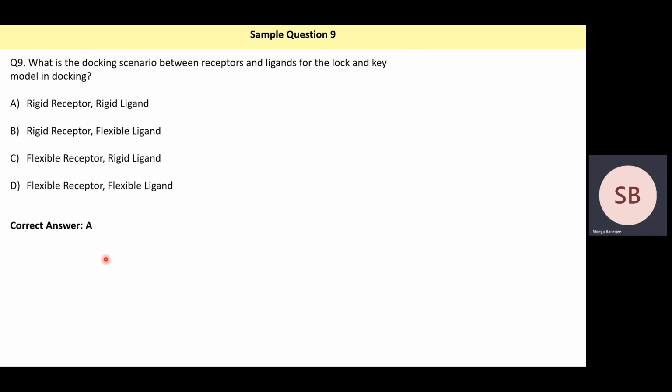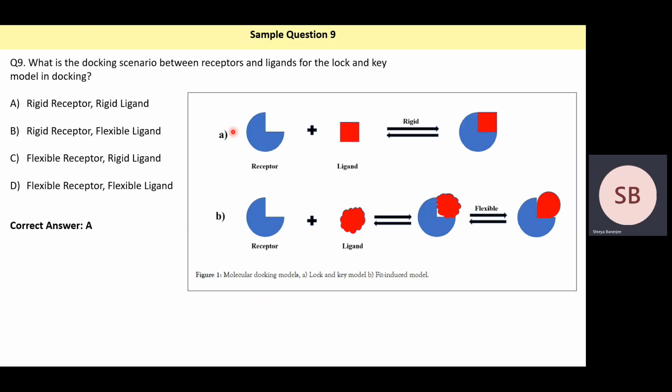So the correct answer is A. Now, if you recall, what happens in the lock and key model is that the shape and structure of the receptor and ligand are fixed, and the ligand fits exactly into the cavity of the receptor. So clearly, both the receptor and ligand are rigid. And so the correct answer for the lock and key model is A, rigid receptor, rigid ligand.